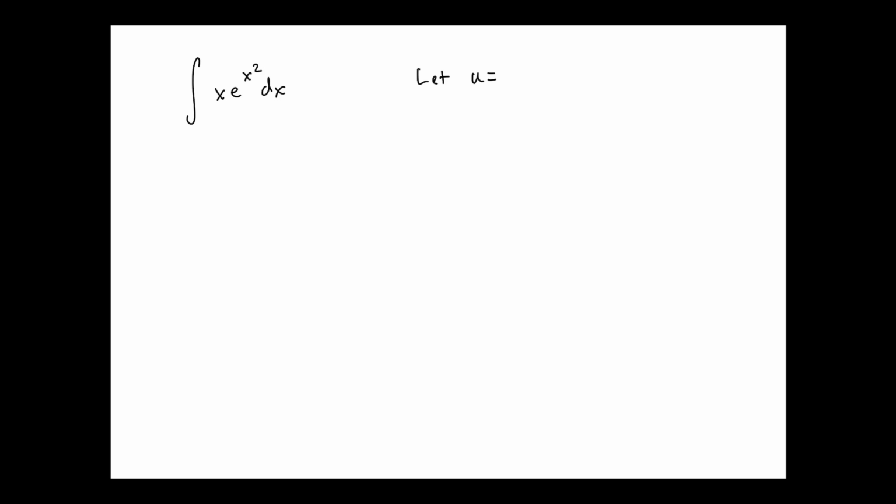Okay, so if our two potential choices were x and x squared, and I've just said that choosing u equal x is the stupidest thing imaginable, then what?